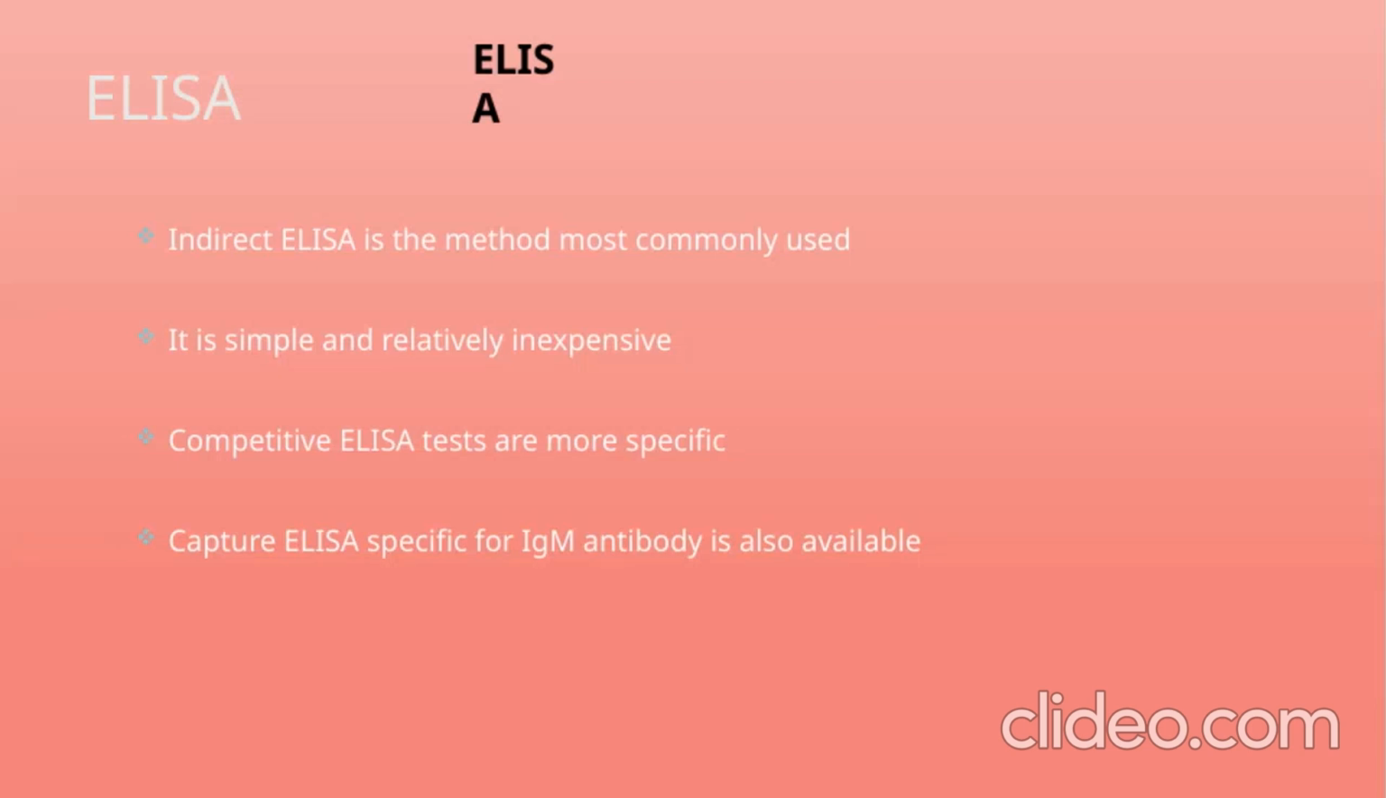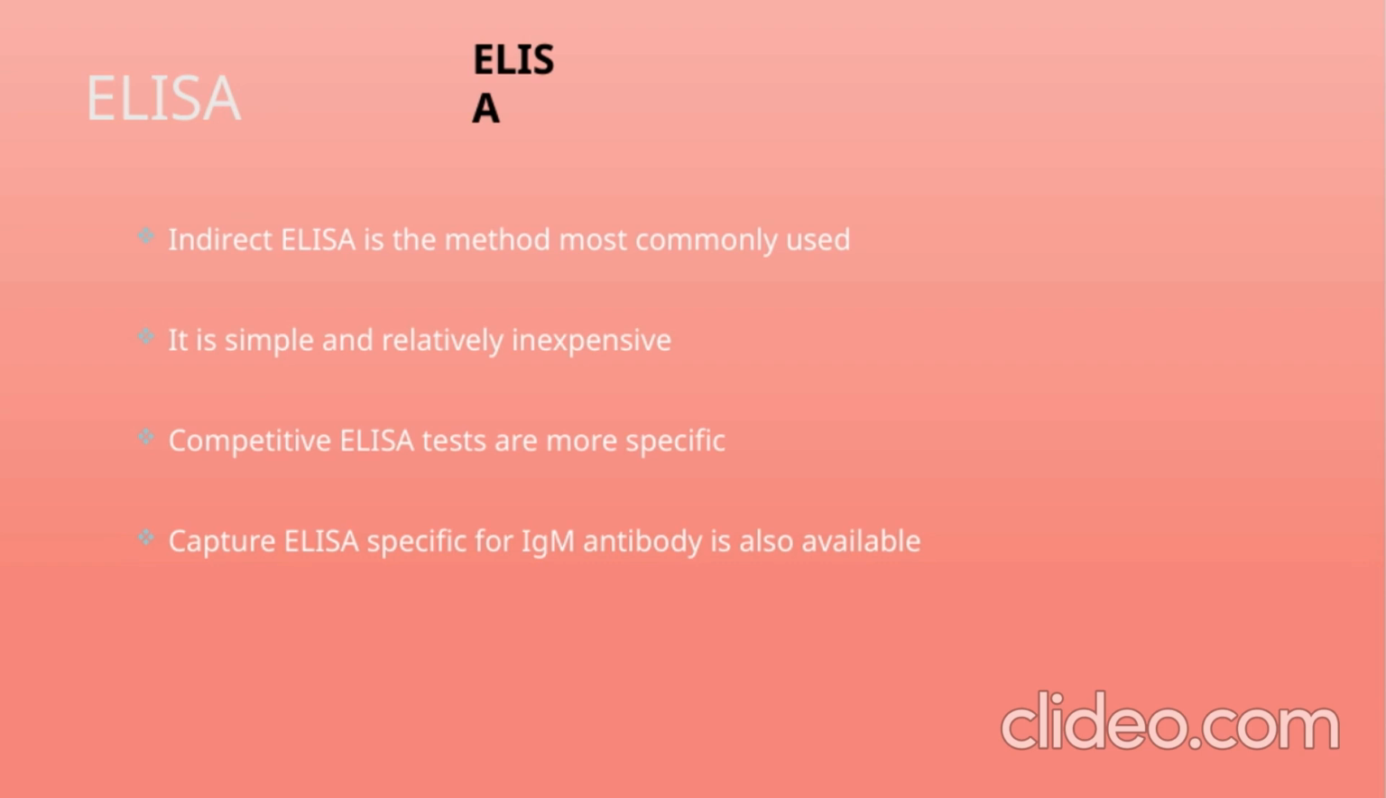Let's talk about ELISA, or enzyme-linked immunosorbent assay, which is a fundamental technique in diagnostic testing. The most commonly used version of ELISA is the indirect ELISA. It's popular because it's relatively simple to perform and also cost-effective, making it accessible for many labs. Now, when we need more specificity, we often turn to competitive ELISA tests. These are designed to distinguish more precisely between similar molecules, which is especially useful in complex samples.